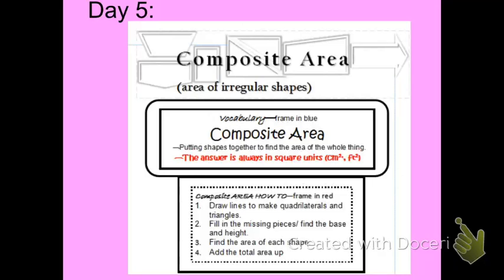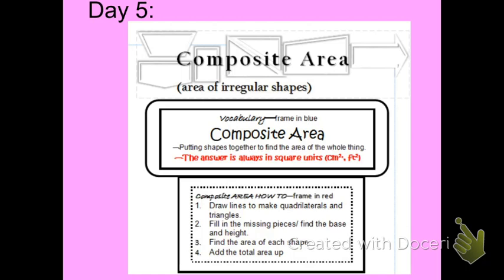Okay, so we've been doing some things with composite area so far. So today really is not a whole lot of new stuff. We're just going to talk about it, and they just get a little more complicated as we keep going. But as long as you follow the rules that you've learned so far, you shouldn't have a whole lot of trouble with them.